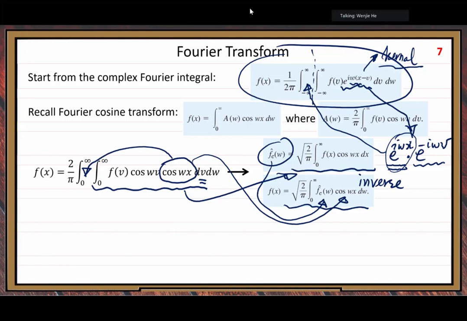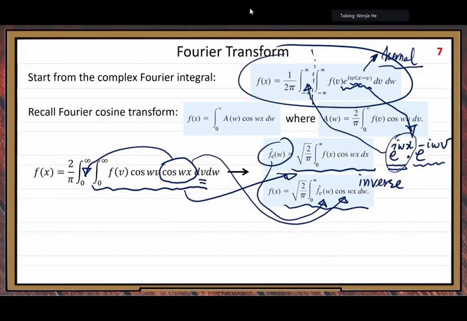In this way, we split the integral calculation into two steps. The first step, the inner integral part, we define as a Fourier transform. Then the outer part, we define as an inverse Fourier transform. So this one formula contains both the Fourier transform and the inverse Fourier transform. That's our understanding.